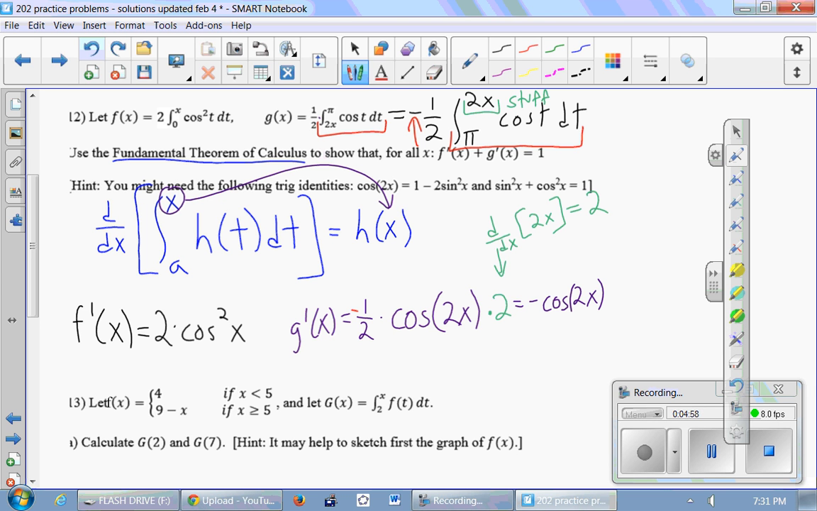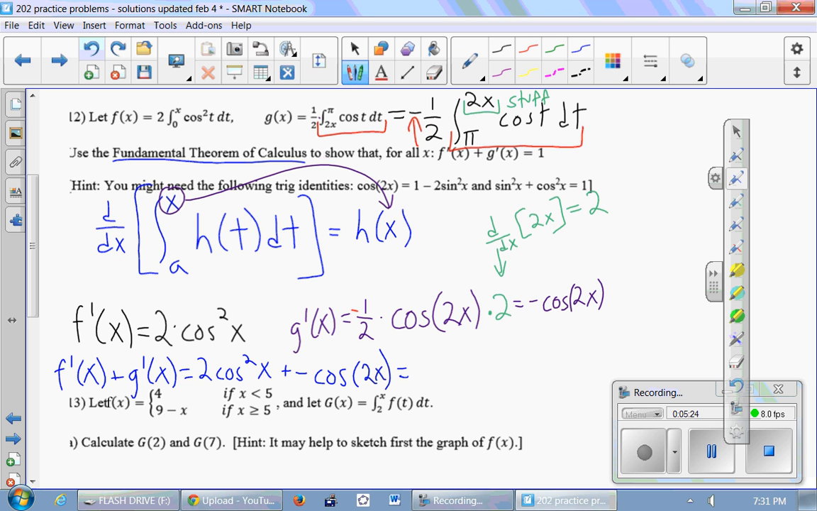Okay, so we're going to put these things together in blue. So f prime of x plus g prime of x is the thing we're asked to play with. So we begin with that. I'm going to copy the two calculations we just did, 2 cosine squared x, and then plus g prime. So plus over there, okay, it's negative cosine of 2x. All right, so far so good. Somehow everything is supposed to explode and become 1.